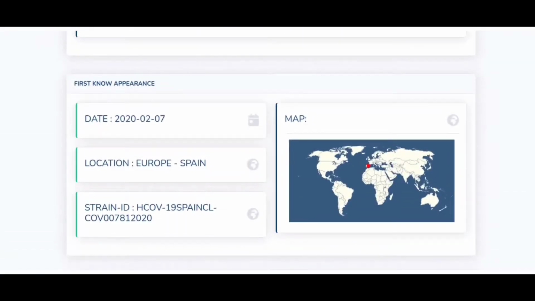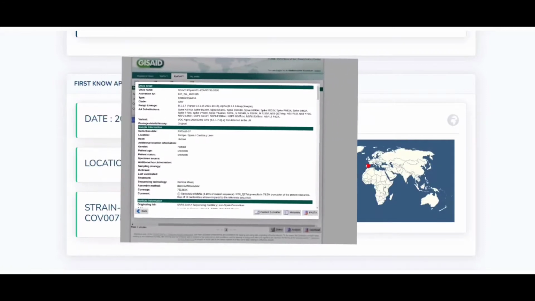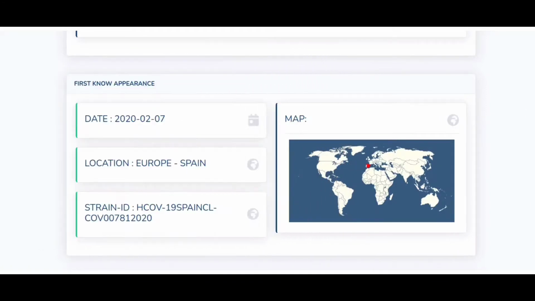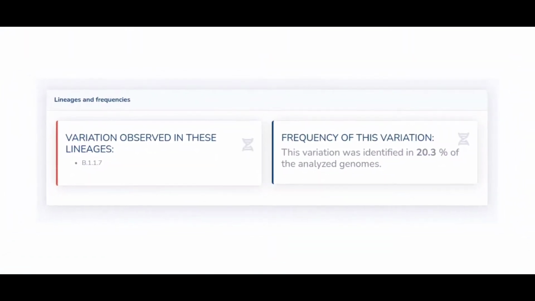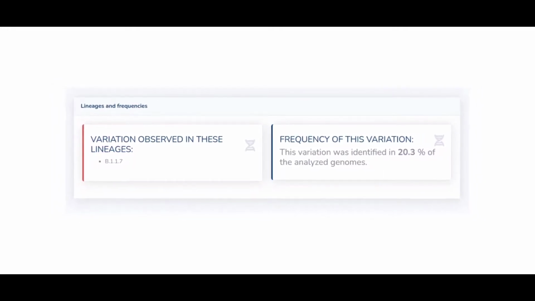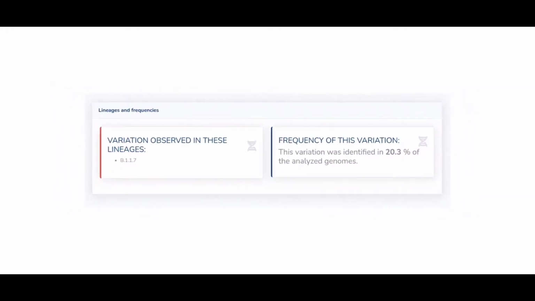The third section gives information about the first appearance of the selected variation. The date, location, and the ID of the strain related to the first appearance are shown in the left panel, while the right panel shows the location in an interactive map. If users want more information, they can use the ID to retrieve more information about the sequence from the GISAID database. Here, for example, the database shows that the selected mutation appeared on February 7, 2020 in Spain. Finally, the last section gives information about the associated lineage with this variation and its frequency among the analyzed samples.